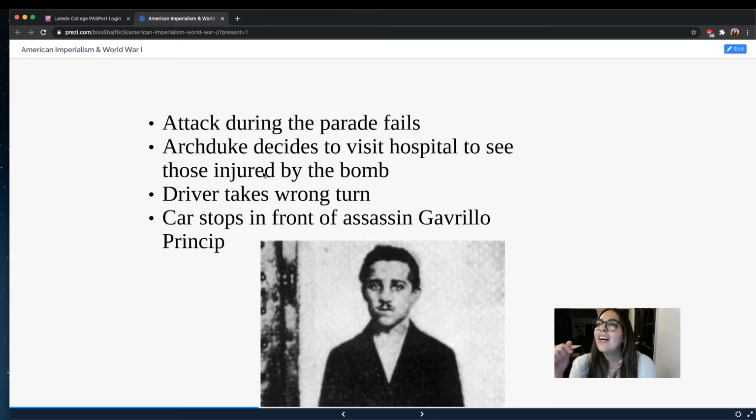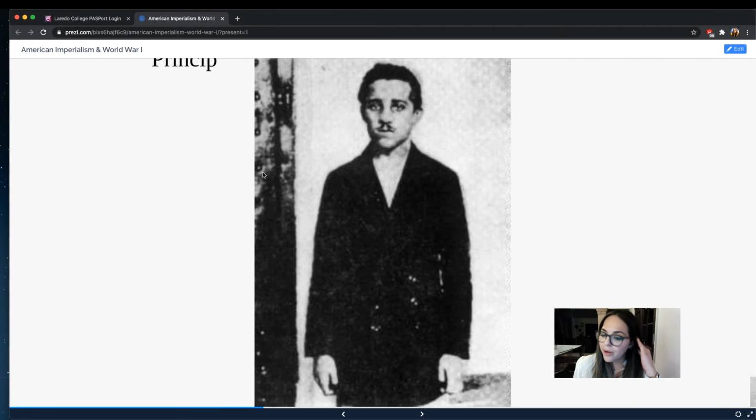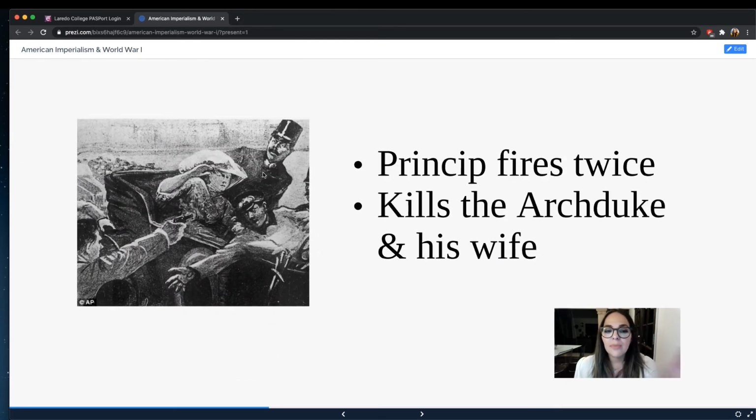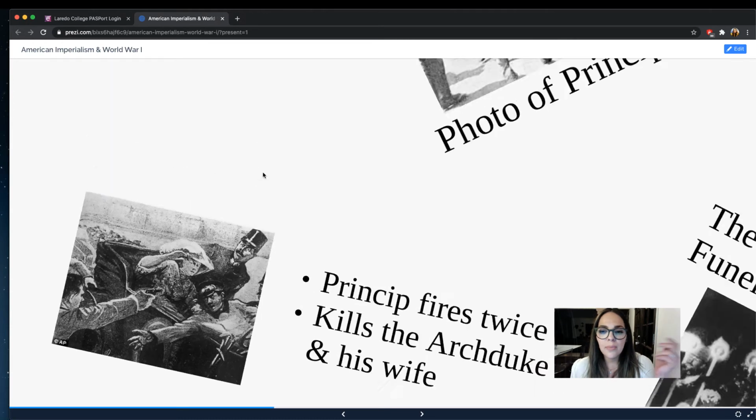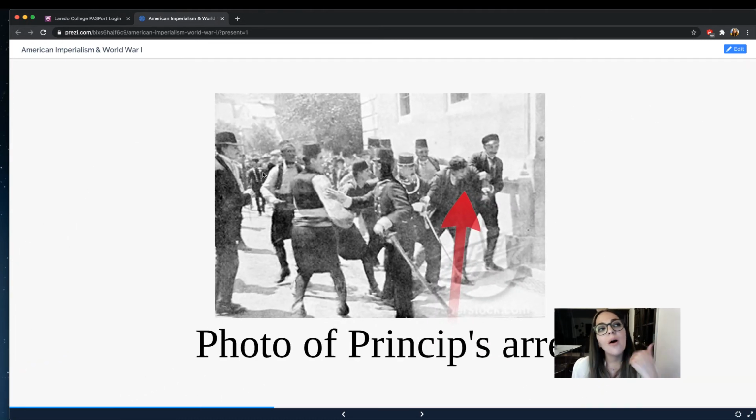And Princip sees him, can't believe his eyes. It's like the heavens just opened up for him. He sees his target, takes aim, gets two shots off, hits his target, and also has a cyanide capsule. And there's actually a picture here of when they arrested him. There he is. He sees him, shoots him, police arrest him. He also tried to take the cyanide, but it was old, so it just made him really sick.